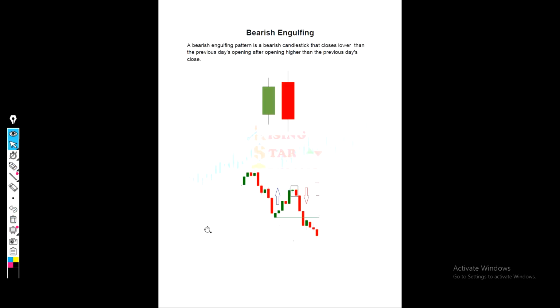Next is bearish engulfing. Like bullish engulfing, another candlestick pattern is the bearish engulfing pattern. That means the bearish candle should engulf the complete body of its previous bullish candle. This is one of the most powerful candlestick patterns that we often get to see in the chart.